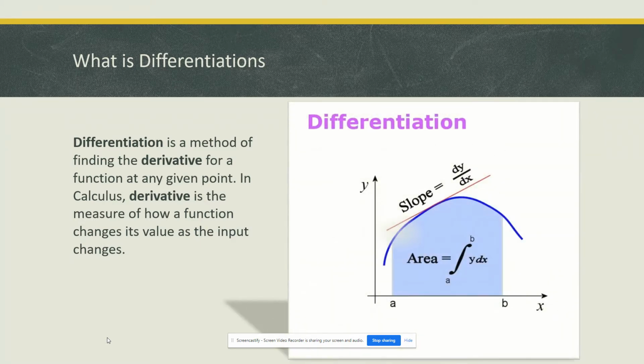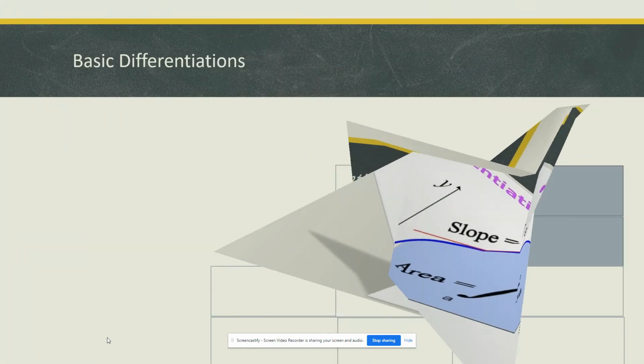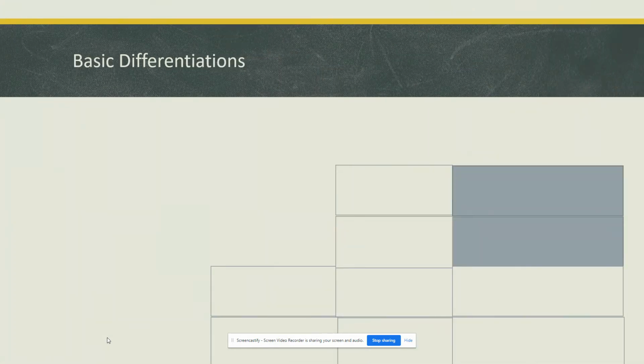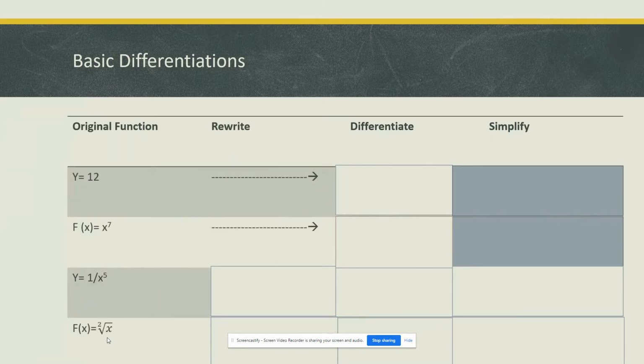I have provided you here a picture that shows that the derivative is, as said before, finding the slope of the tangent. So, here is an example which is dy over dx, just to show you briefly about differentiation. So, basic differentiation. I have given you here four basic functions, and I would like to show you how to differentiate them. Starting off with the first function, y equals 12.